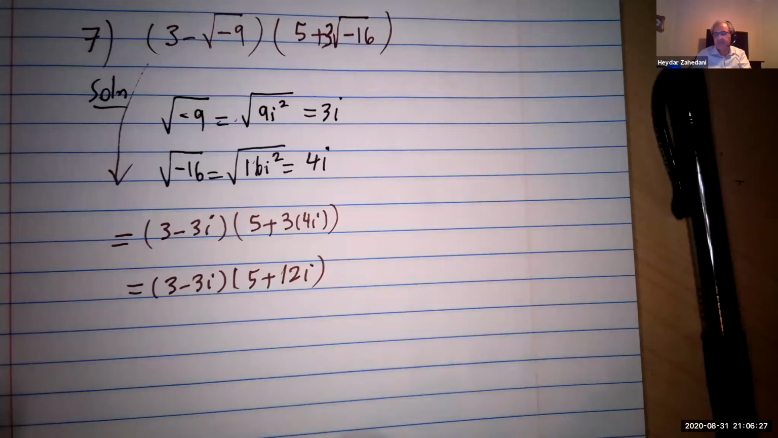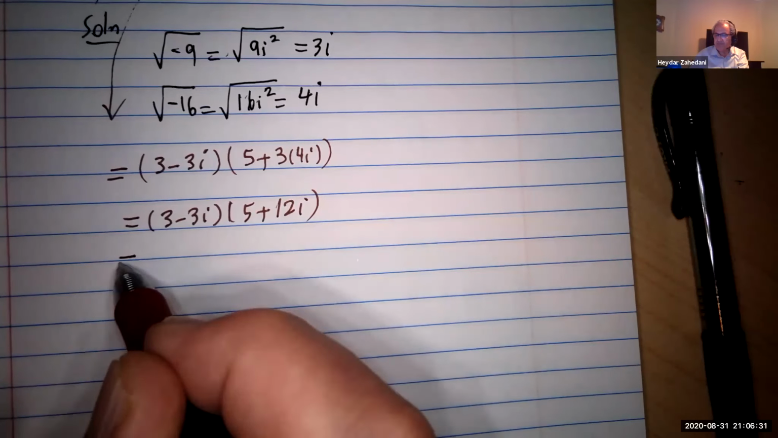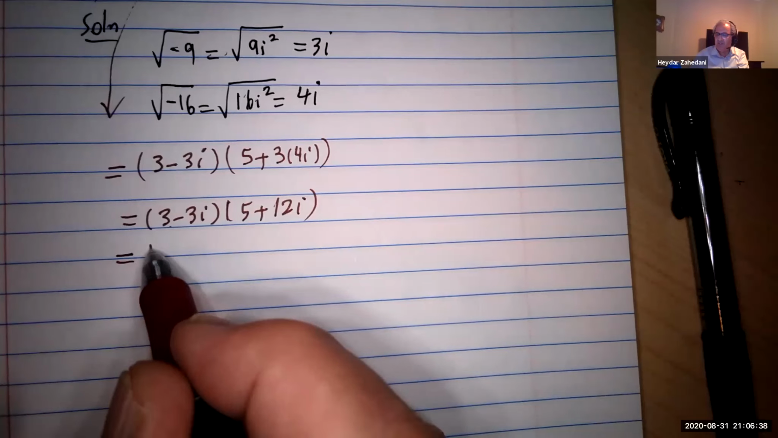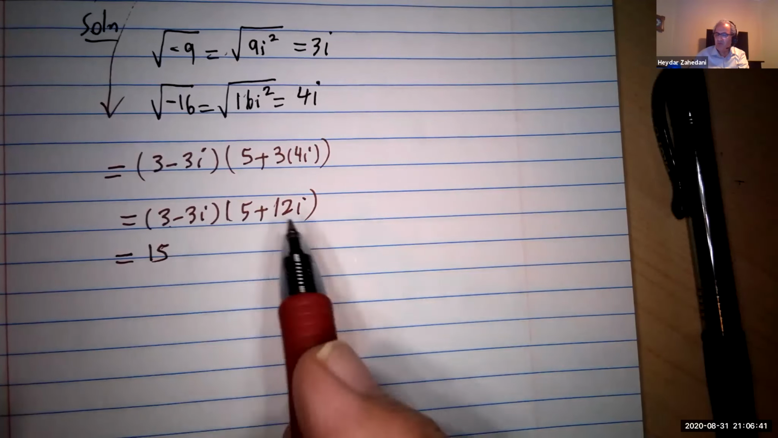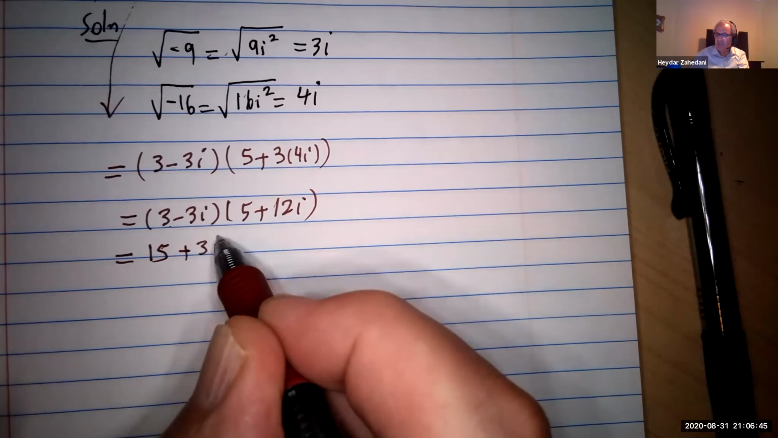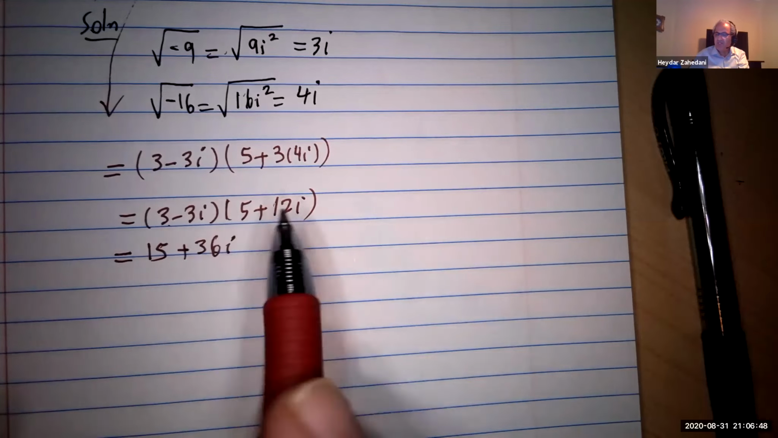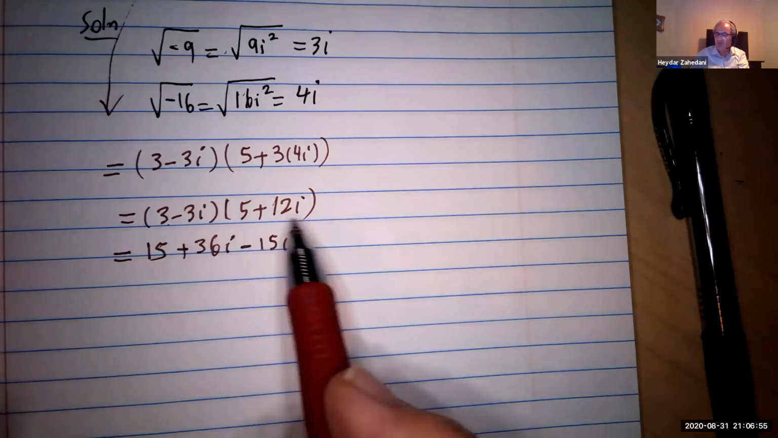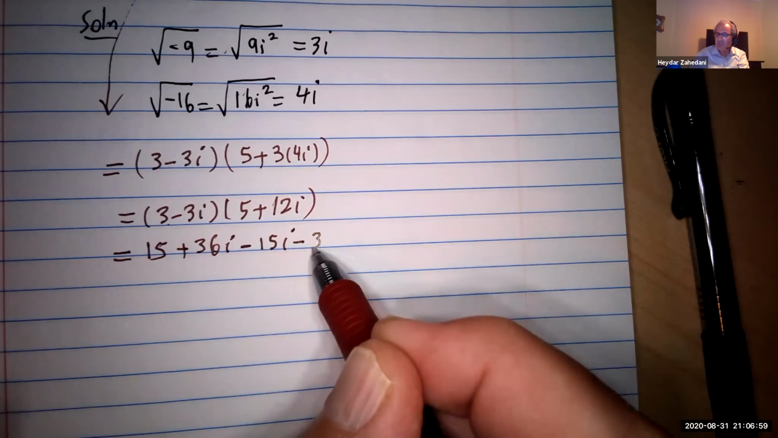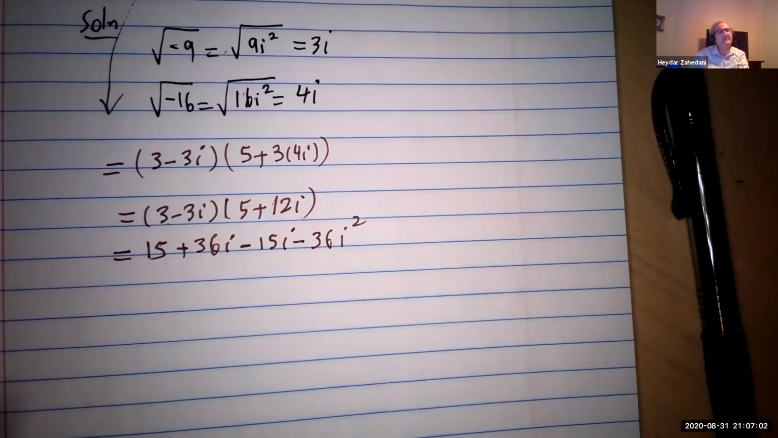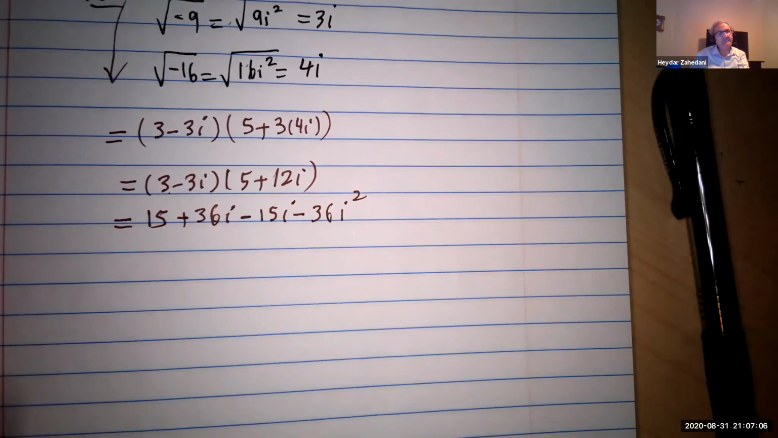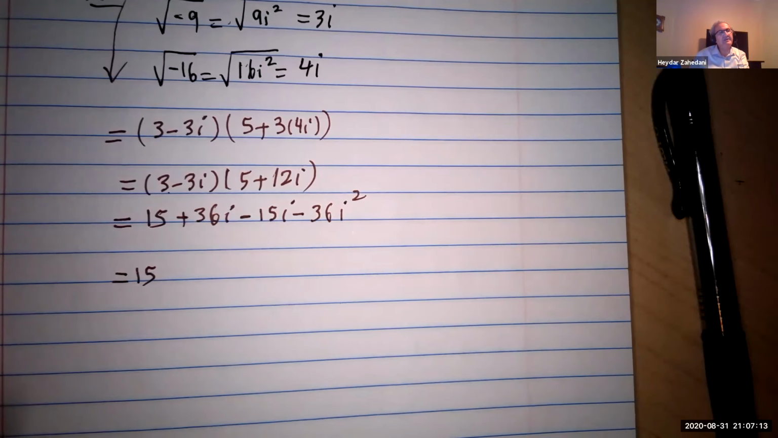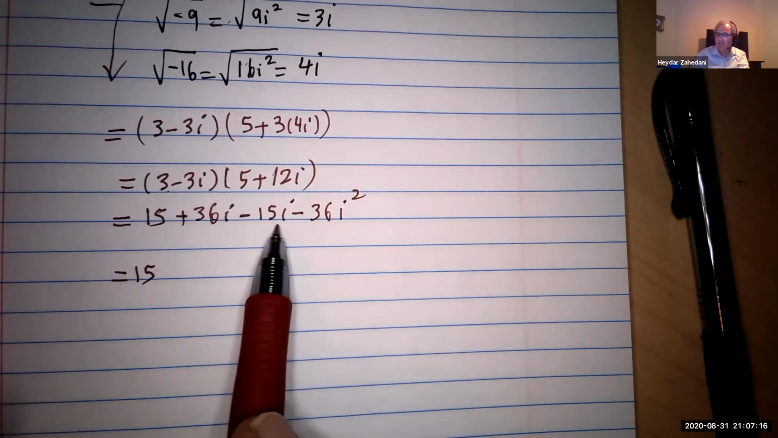So you have to FOIL it. You multiply, you go forward with the FOIL method. 3 times 5 would be 15. Then this is going to be plus 3 times 12, 36i. You go inside: minus 3 times 5 would be 15, minus 15i. And then you continue: negative times positive would be negative, 3 times 12 would be 36, but this is going to be 36i squared. Any question? Combine the like terms. So this is already 15, you can't do anything about it. This is the 36i minus 15i, you subtract.